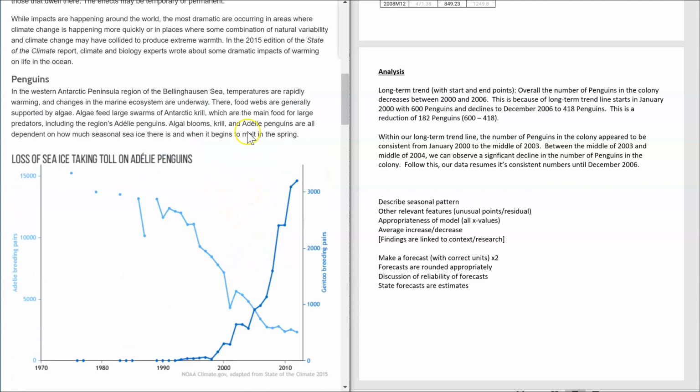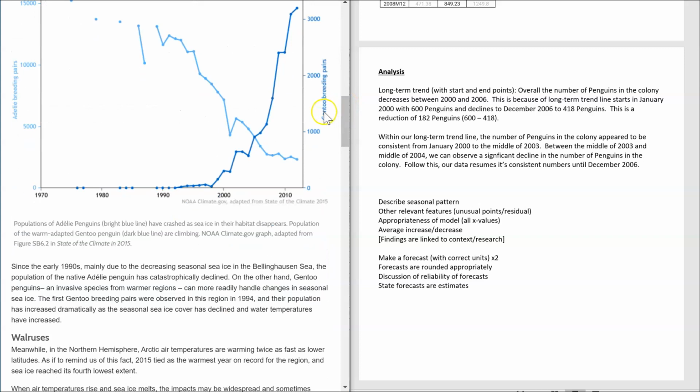So I then had a look and I researched why. What happened was climate change was basically taking its toll. And the algae fed on the swarms of krill, which are the main source of food for the Adele penguins. So something else was eating the Adele penguins' food, which meant they struggled to survive, and that was put down to the warmer temperatures. So we can see the sea temperatures were rapidly warming. That meant the algae ate the krill. That means the Adele penguins didn't have much food.